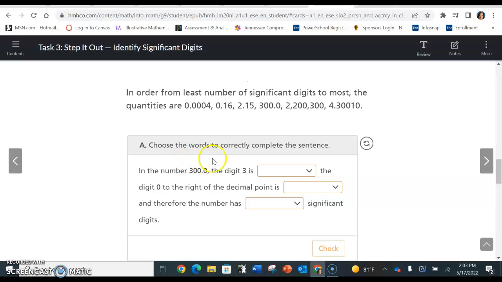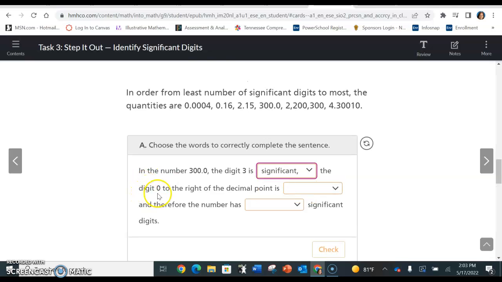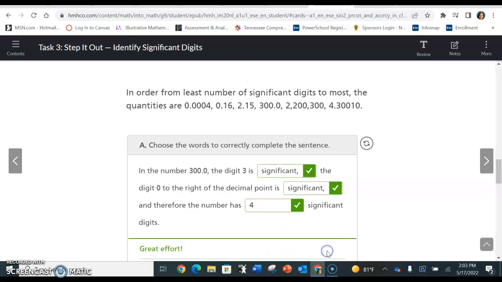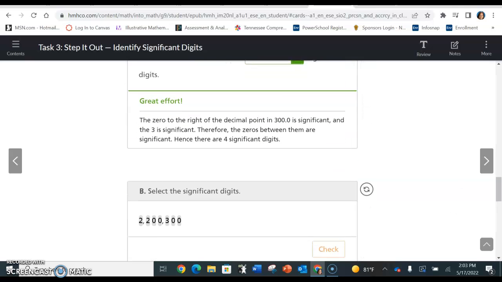So it says choose the words to correctly complete the sentence. In the number 300, the digit 3 is significant. The digit 0 to the right of the decimal point is also significant. And therefore the number has 4 significant digits. All right, if there were no decimal place, then only the 3 would be significant. But when you have a decimal, even though it's a decimal 0, it makes that significant.